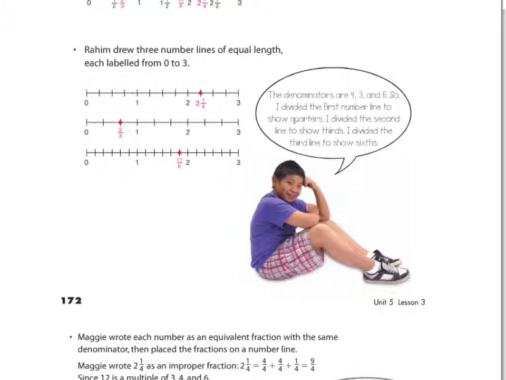And here we're dividing each section into 6. 1, 2, 3, 4, 5, 6, because we have 6 here. Then we count to 11. 1, 2, 3, 4, 5, 6. And remember, you don't count the 0 line. 7, 8, 9, 10, 11. 11/6. And then you can easily compare it. This is the most, this is the middle one, and this is the smallest one.